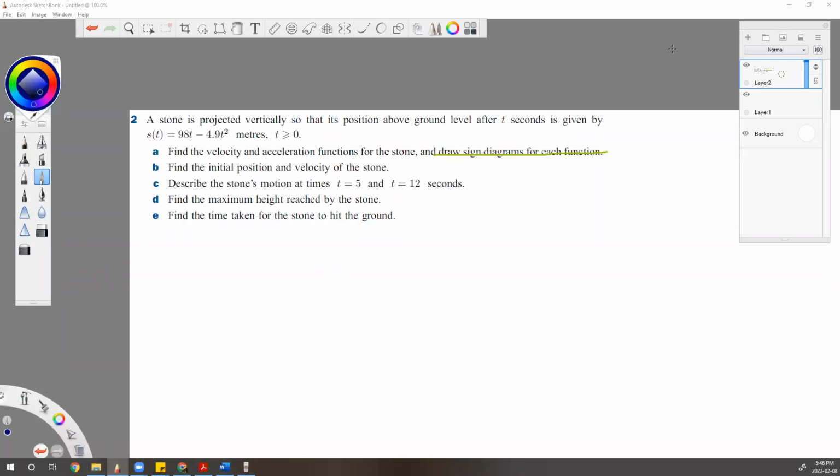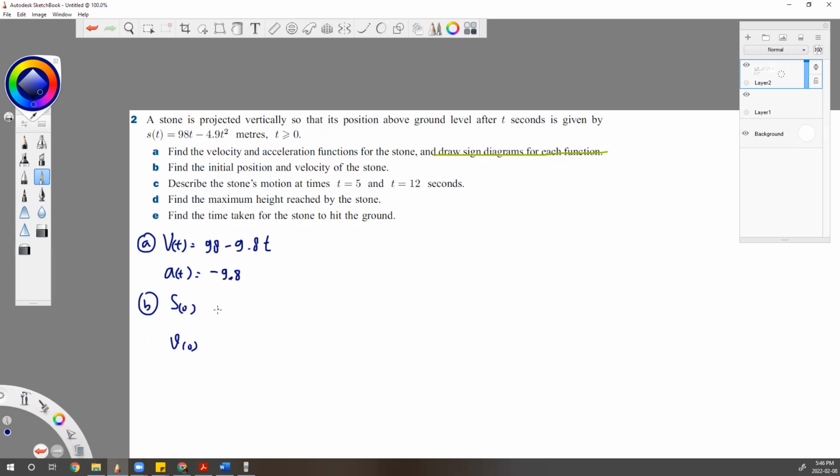So for this kind of question, you need to find the velocity and acceleration functions. So question A, it's quite simple. V(t) is the derivative of S, 98 subtract 9.8 T. And then A(t) will equal -9.8. And it is a constant, right? So question B, find the initial position and initial velocity. Okay, so S0 and V0, that's the question.